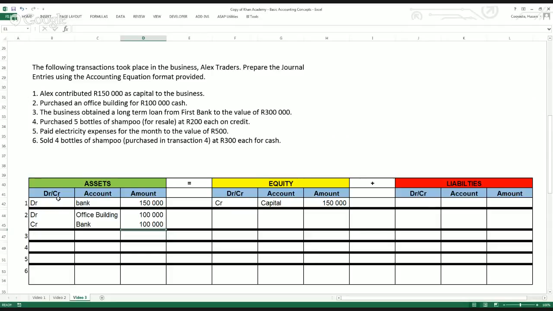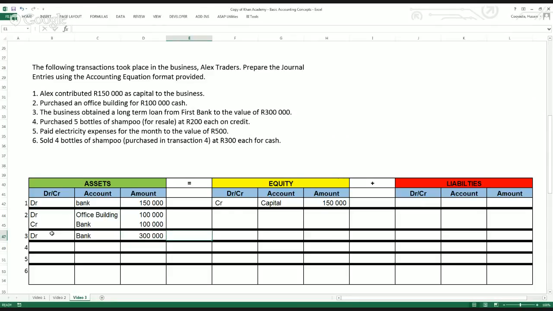Okay, let's go on to transaction number 3. The business obtained a long-term loan from First Bank to the value of 300,000 Rand. So let's ask ourselves, what is happening in this transaction? We went to the bank, we obtained a loan. So therefore, money will be coming into our bank account, but we'll be owing someone the money. If money is coming into our bank account, our assets are increasing, bank is increasing, so we're going to debit bank with 300,000 Rand.